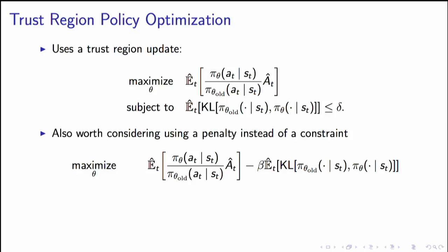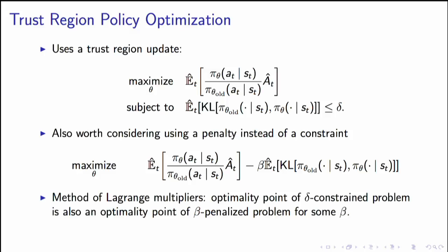Of course, you can normalize your rewards in some way, and that'll make the second version work a lot better. More recent work that uses penalties instead of constraints usually involves normalizing the rewards, and that's a key piece of the algorithm. Of course, these two versions are equivalent in a sense, because if you have some optimality point for the first version, the delta constraint version of the problem, this is also an optimality point for the penalized problem.